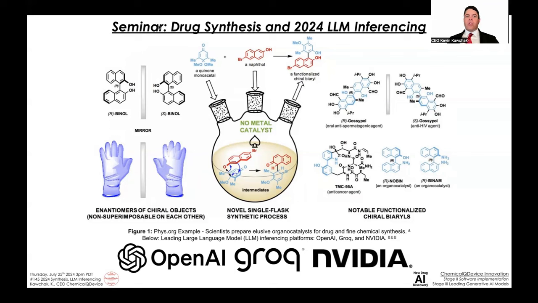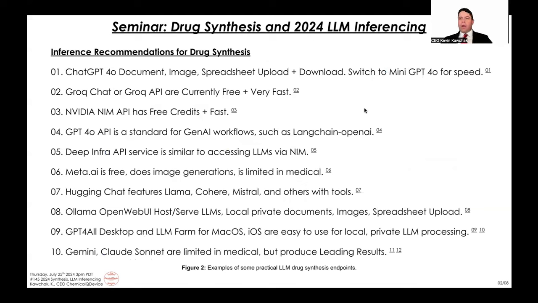And this is going to cover drug synthesis and 2024 LLM inferencing, which is very high level, based on the last three reports each week. What's shown here is basically an enantiomer, a non-superimposable mirror image, to get this functionalized chiral biaryl. It's just some synthetic chemistry to get the mind going in that direction. And if you talk about large language models, this is the most powerful type of generative AI out there. We're going to be talking a lot about ChatGPT.